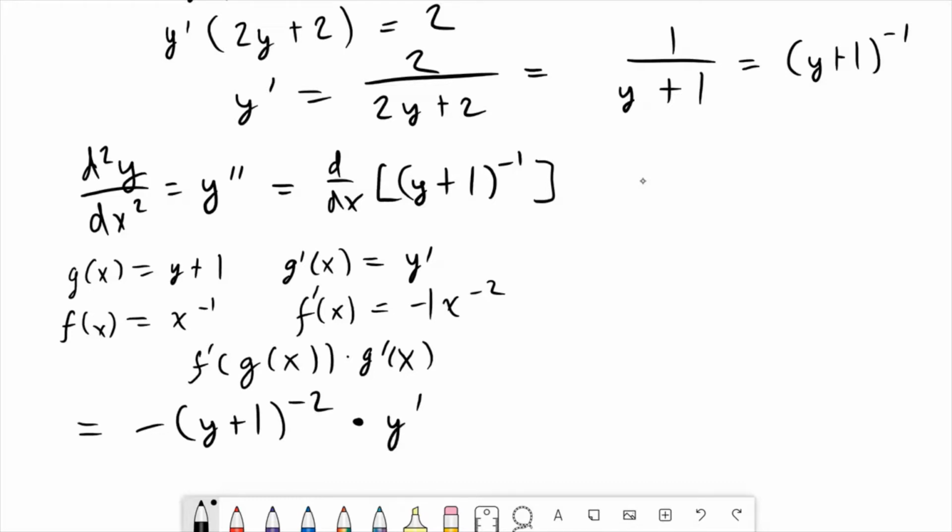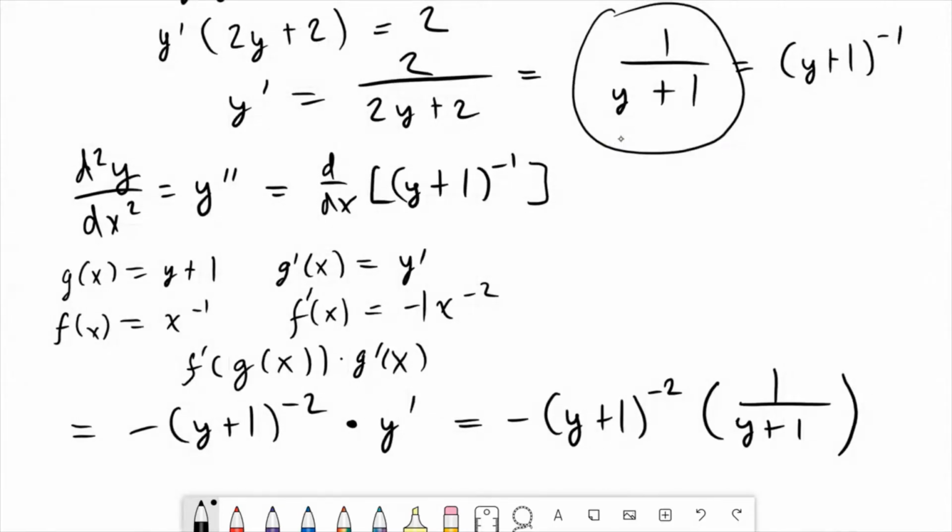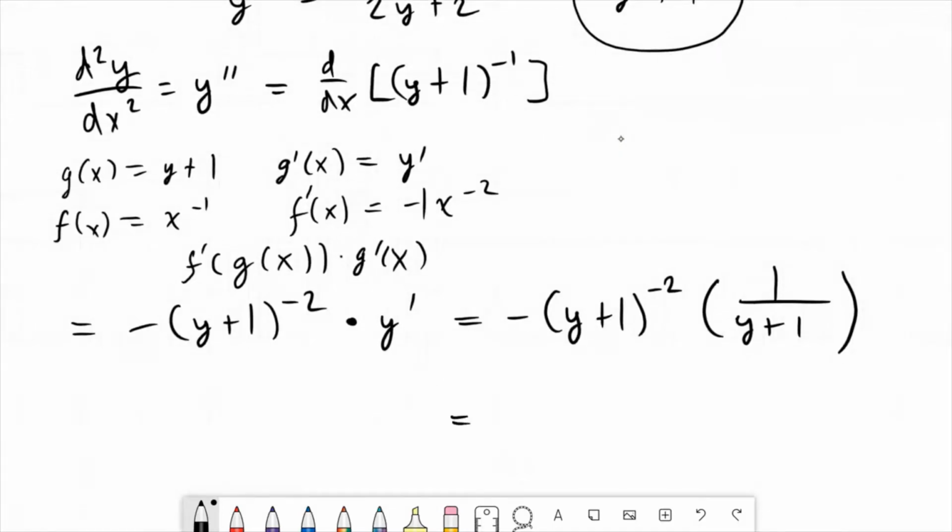And we found what y prime is, right? I just did it right here, so we can substitute that in, which is negative (y plus 1) to the power of negative 2, multiplied by 1 over y plus 1, and that's it, right? You don't have to worry about simplification, but if you were, the way you would write it is negative 1 over (y plus 1) to the third, like that.